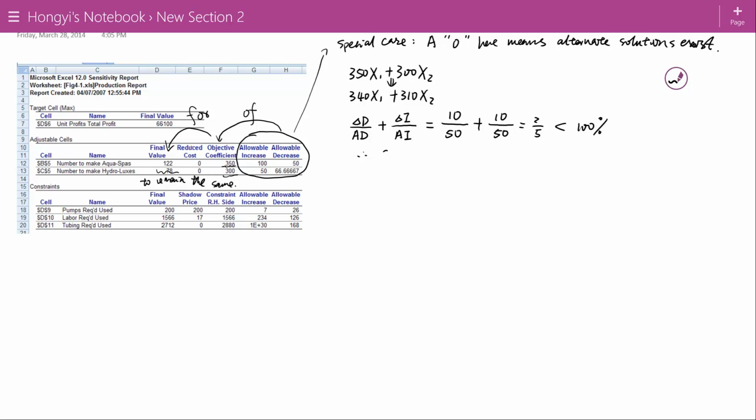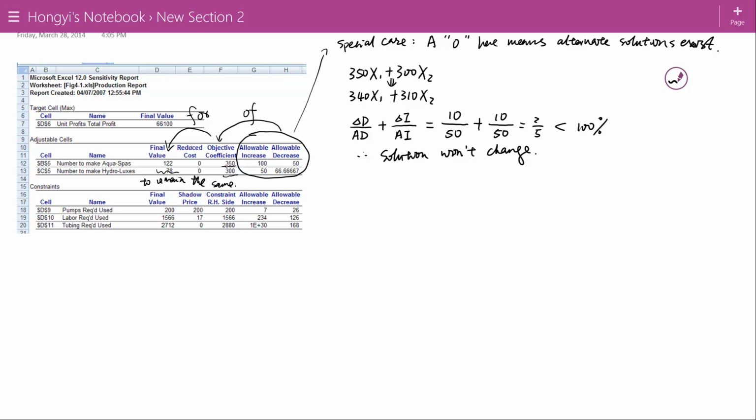So the solution won't change. Okay, so that's the 100% rule. Just make sure you identify whether the change is an increase or a decrease. If it's an increase, use the allowable increase value as the denominator. If it's a decrease, use the allowable decrease as the denominator. And then we use absolute value.